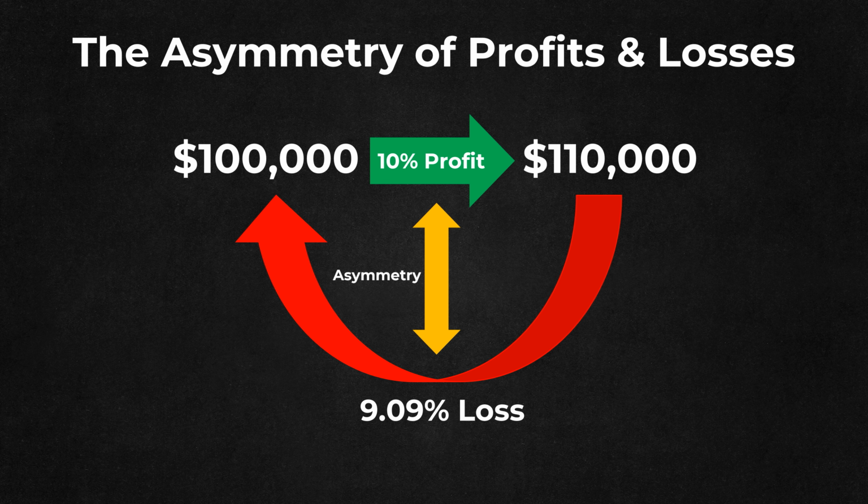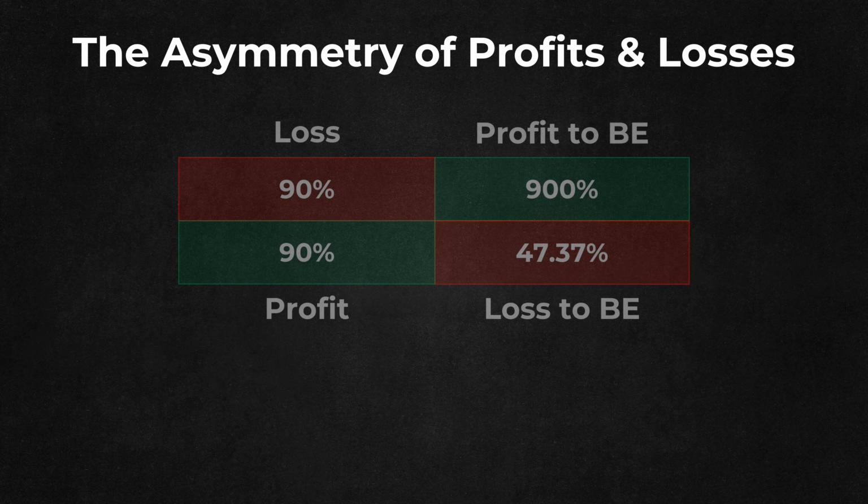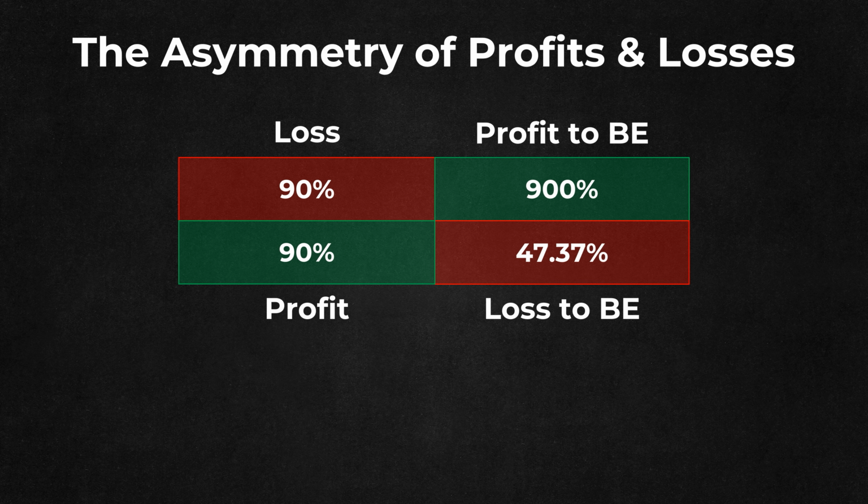In this table, you can see the other side of this asymmetry, meaning the required loss to break even after a given profit. Let's take this to an extreme for illustration's sake. If you have a 90% drawdown in your account, you need a 900% profit to go back to the starting position. However, if you have a 90% profit in your account, you only need a 47.37% loss to wipe it out.